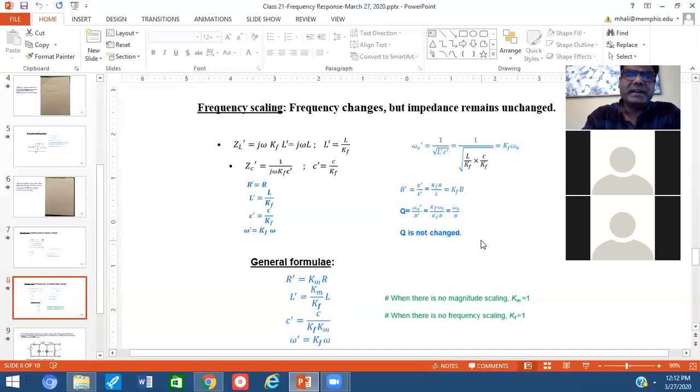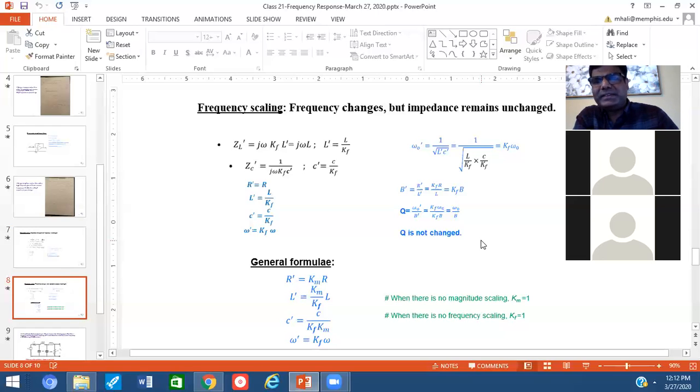So everybody see, under the general formula, I have written R prime equal to K multiplied by R. Just hold here, everybody just see, and then I'm explaining. L prime equal to K over K multiplied by M. C prime equal to C over K into K. And omega prime equal to K into omega. Now, this is the general formula. From there, you can get the conclusion when it is frequency scaling and when it is magnitude scaling.